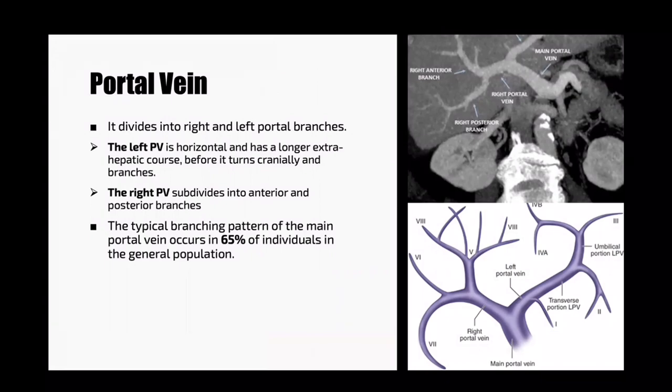The left branch has a longer extrahepatic course and is transverse in course, while the right branch has a short extrahepatic course and is mainly vertical.